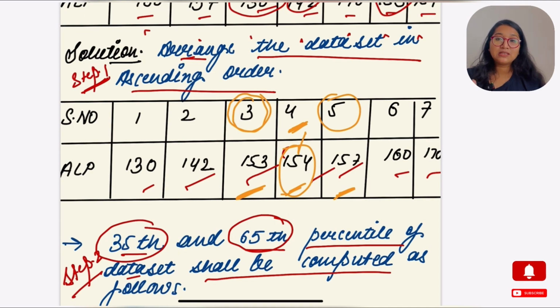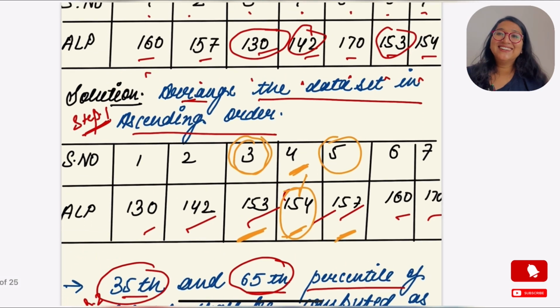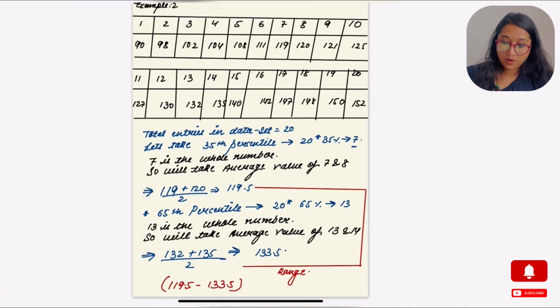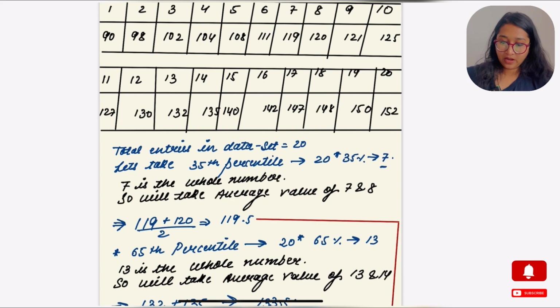Is it clear? So this is going to be my arm length price. Okay, I hope this part was also clear. Now let's take another example.